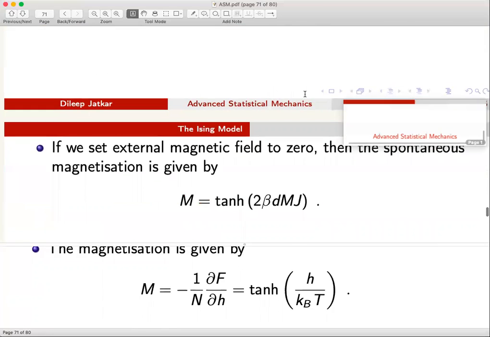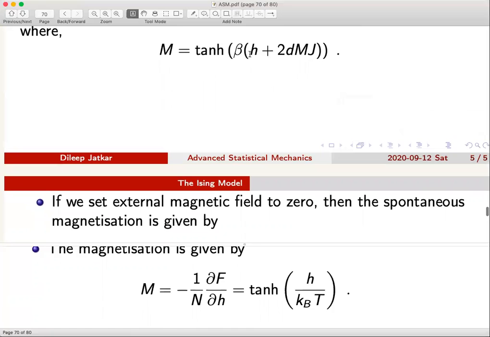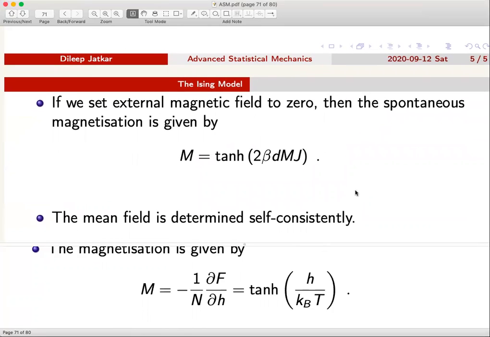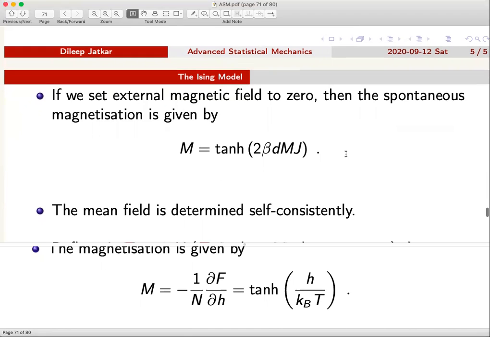Suppose you set the external magnetic field to 0. Then you get an equation which is m equal to tanh of 2 times beta times d times m times j. So we have made an assumption that there exists some effective magnetization coming from all the spins acting on a spin sitting at site i, and now we are going to determine the value of that magnetization by self-consistently solving this equation. So mean field is basically determined self-consistently.